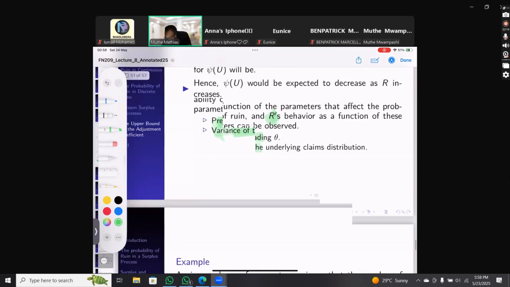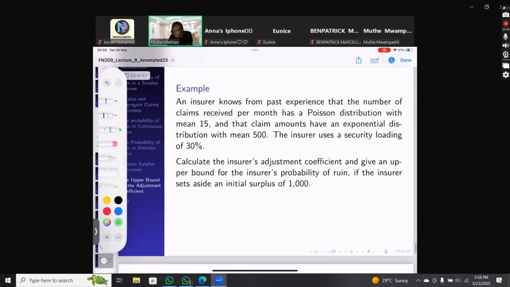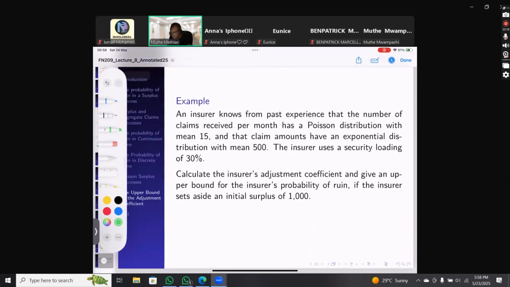Anyway, let me finalize with this question, because I told you we have a small part too. So I'll just demonstrate by using this question. I think it's a simple question because we have an insurer who knows from past experience that the number of claims received per month is a Poisson distribution, right? So the first thing is this one here.